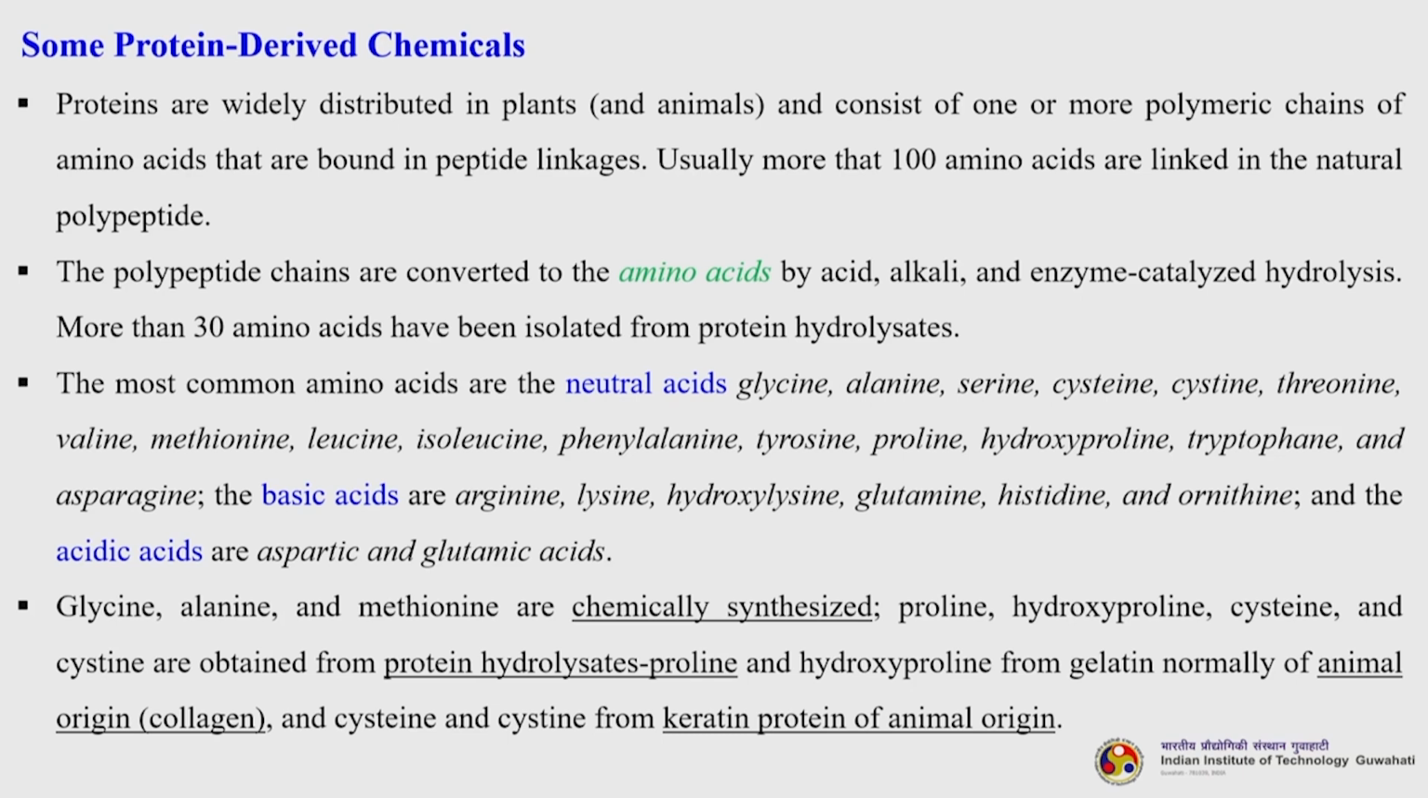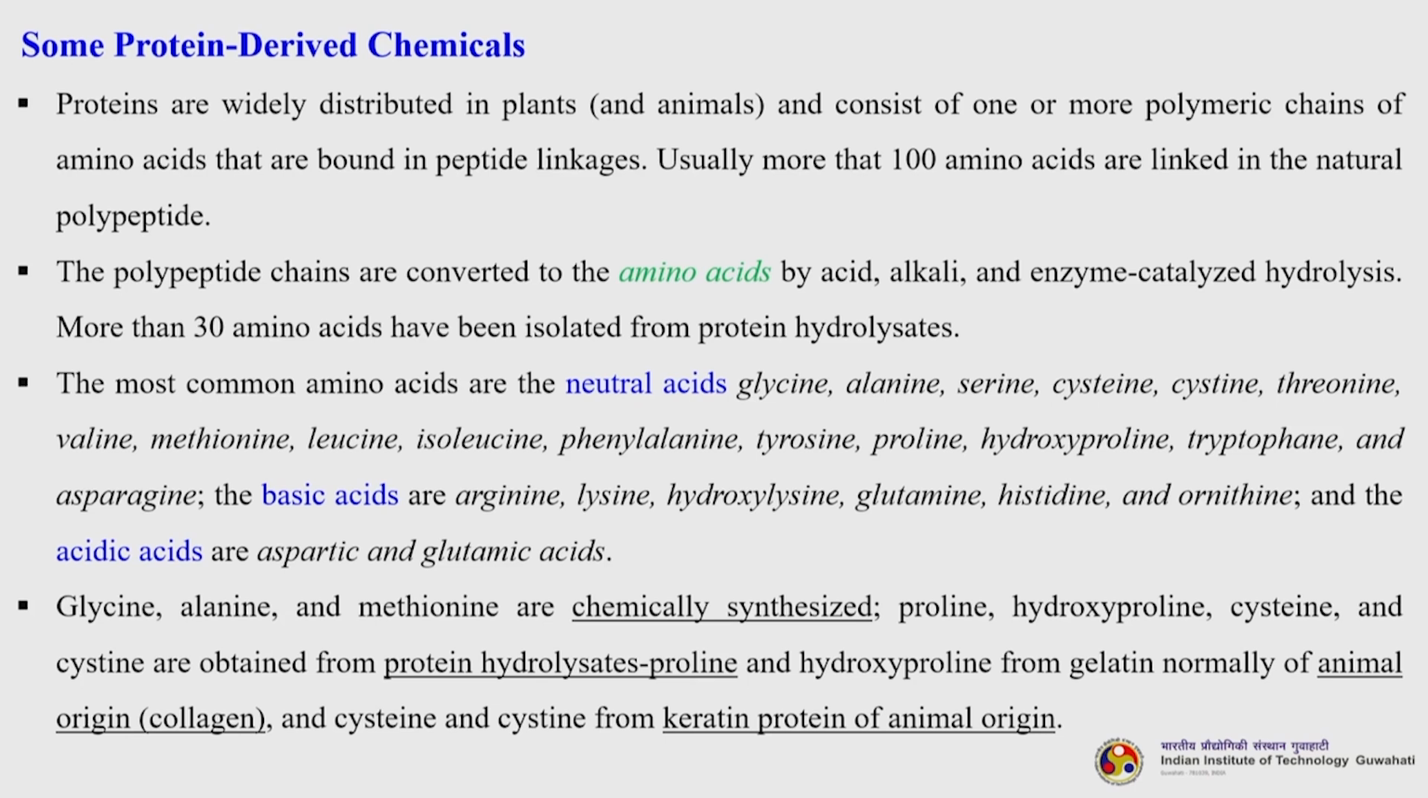The most common amino acids are the neutral acids glycine, alanine, serine, cysteine, threonine, valine, methionine, leucine, isoleucine, phenylalanine, tyrosine, proline, hydroxyproline, tryptophan and asparagine.